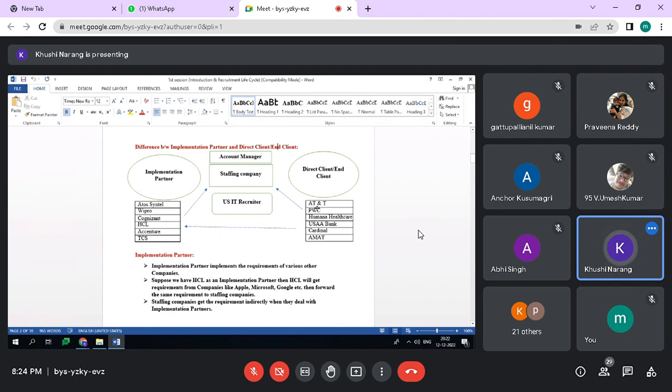So suppose AT&T is the organization, a company that is looking for a Java developer. This AT&T organization is going to share the requirement of a Java developer with the staffing companies. Staffing company means your company where you are going to work. So if the organization is sharing the requirement directly with us, the staffing company, that means we are dealing with a direct client.